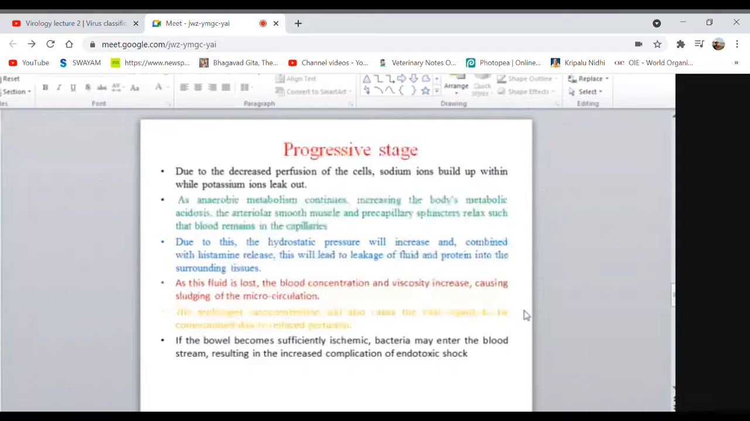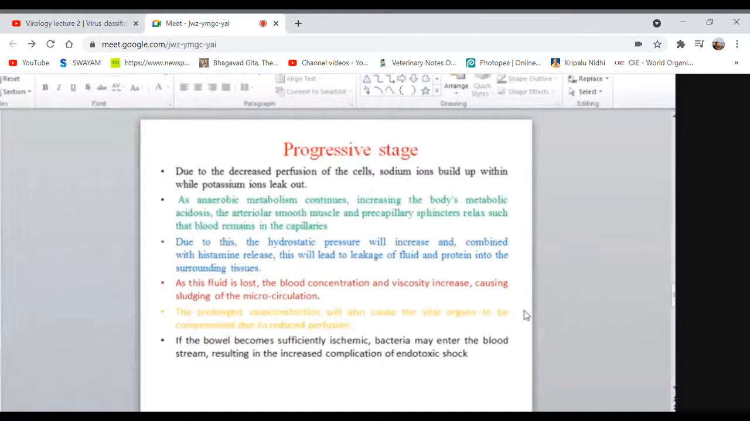Now, as this fluid is lost, the blood concentration and viscosity increases, causing sludging of the microcirculation. Because of this prolonged vasoconstriction, the vital organs get compromised due to reduced perfusion.